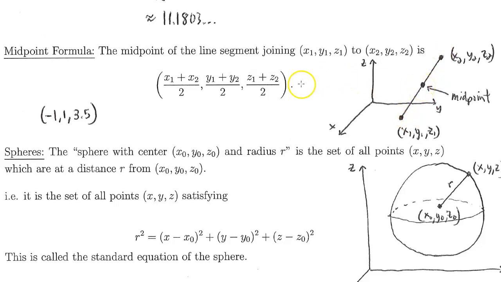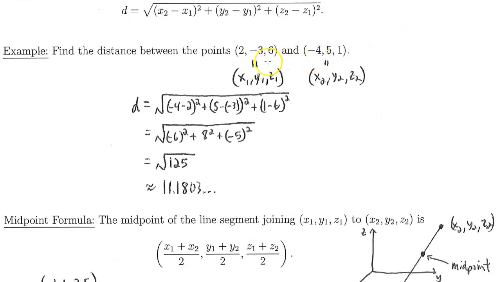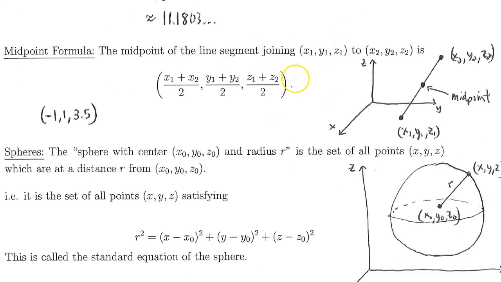Well, the way you do this is pretty simple. To find the x-coordinate of the midpoint, you just take the average of the x-coordinates of your original 2 points, right? And the average of x1 and x2 is just (x1 plus x2) over 2. The average of two numbers, you just sum them up and divide by 2. And then to find the y-coordinate, you take the average of the y-coordinates, and same thing with the z-coordinate. Now, I'm not even going to do an example. This is pretty simple here, but if you want to try it, the midpoint between these 2 points up here turns out to be (-1, 1, 3.5). So you can try that, see if you get it.